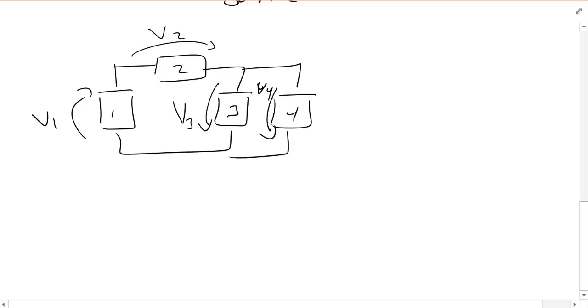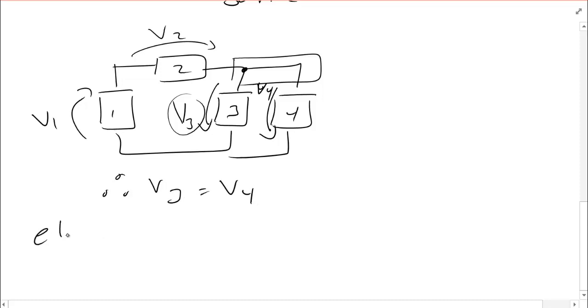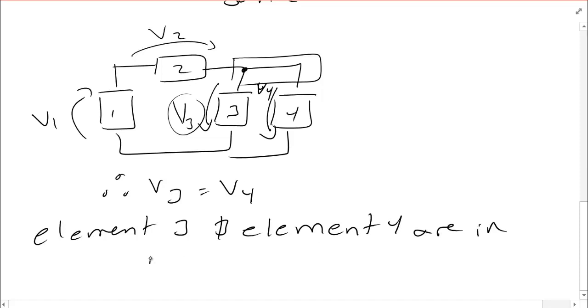Now let's take a look at an electron that starts at this point in the circuit. It undergoes a voltage drop if it goes through this line by V3. Similarly, if it goes through this line of the circuit, it would undergo a voltage drop of V4. These two must be the same, or else we'd have a higher voltage even though it's the same point in the circuit. So therefore, V3 equals V4, which means element 3 and element 4 are in parallel.